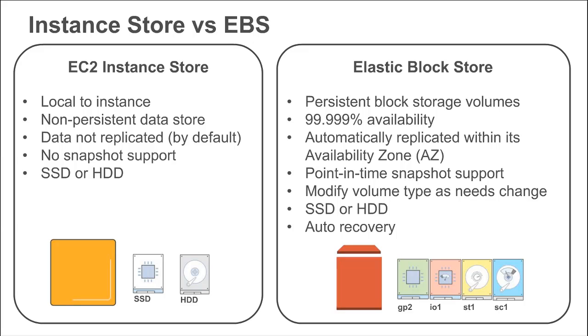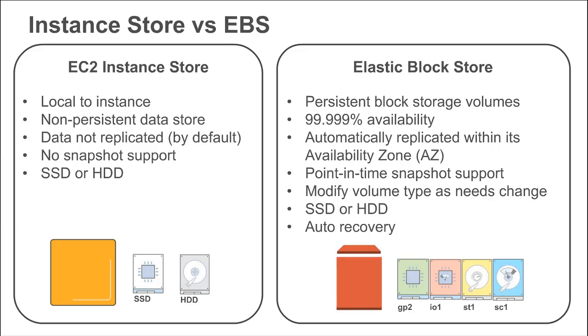Often I get asked, what's the difference between EC2 Instance Store and Amazon EBS? Well, some EC2 instances have what we call Instance Store, which is local storage on the physical machine hosting your EC2 instance. EC2 Instance Store and EBS have some similarities. Both are presented as block storage to EC2. Both are available as either SSD or HDD magnetic spinning disks, depending on the type of EC2 instance. But that's really where the similarities end.